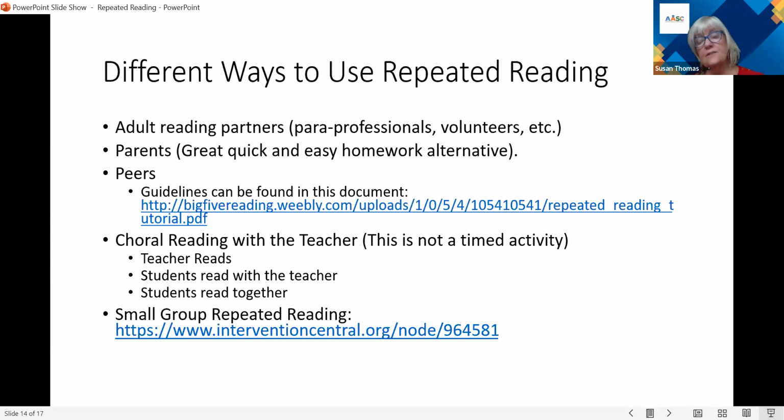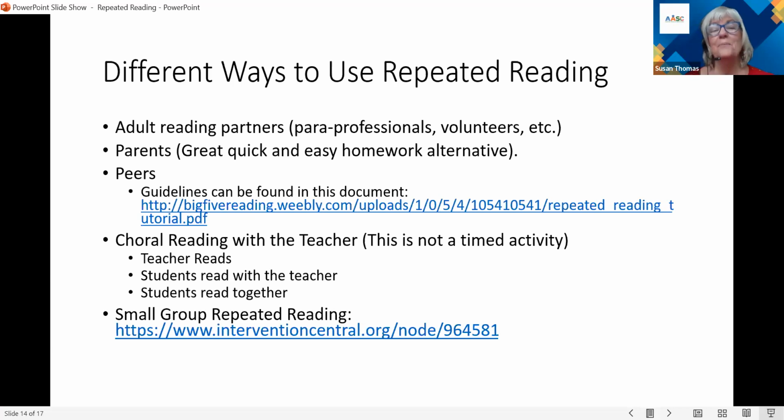So there's lots of different ways to use repeated reading. And certainly it's a great tool for paras to be able to use. If you have volunteers that are coming in to be reading buddies, this is a great thing to have them do, because a lot of times you don't have all that time to do this. You can certainly do it with your students, but you're pretty busy progress monitoring.